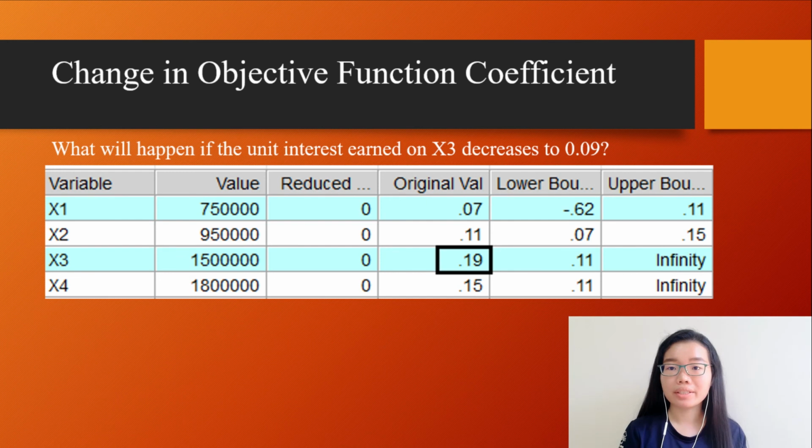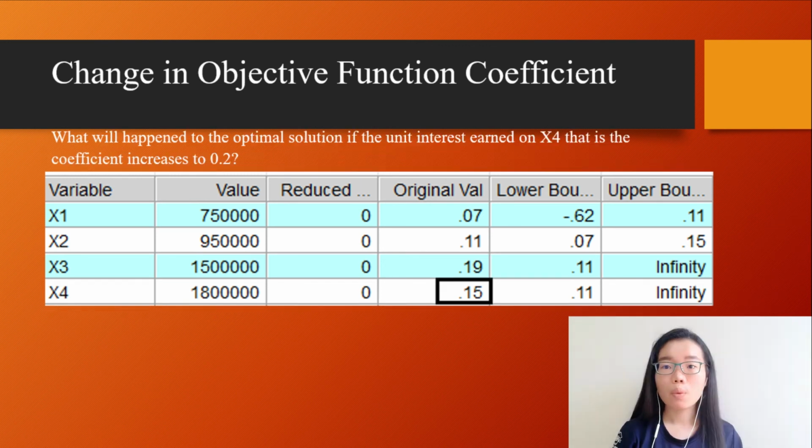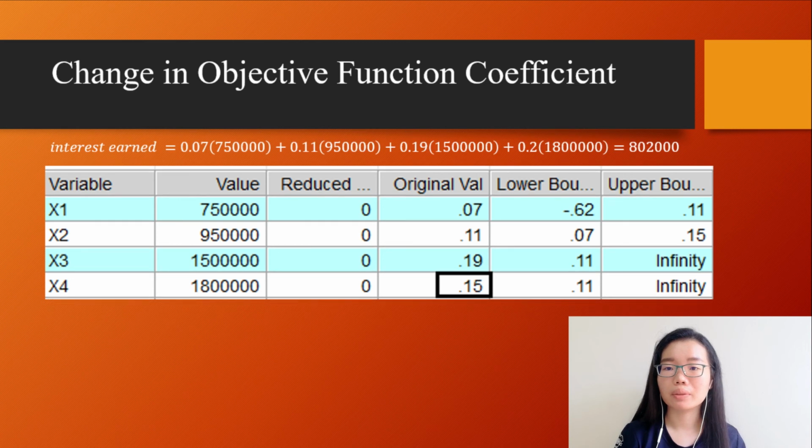What will happen if the unit interest earned on x3 decreases to 0.09? Based on the table, the lower boundary for x3 is 0.11, therefore, the optimal solution will change if the unit interest earned on x3 decreases to 0.09. What will happen to the optimal solution if the unit interest earned on x4, that is the coefficient, increases to 0.2? Based on the table, 0.2 is between 0.11 and infinity. Therefore, the optimal solution will remain optimal, but the total interest earned now becomes 802,000.